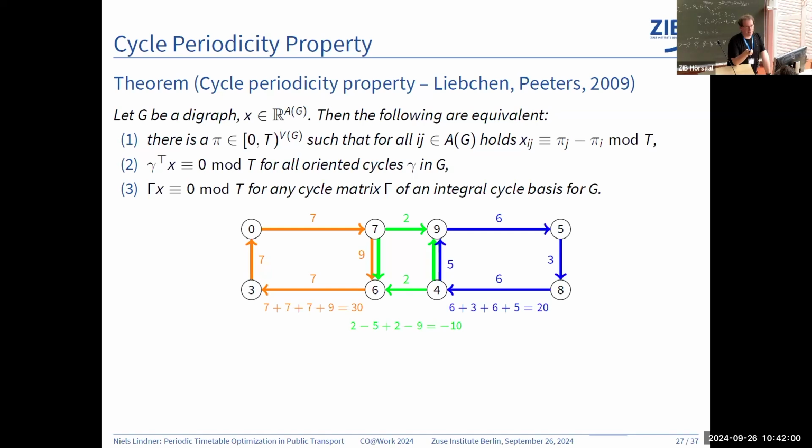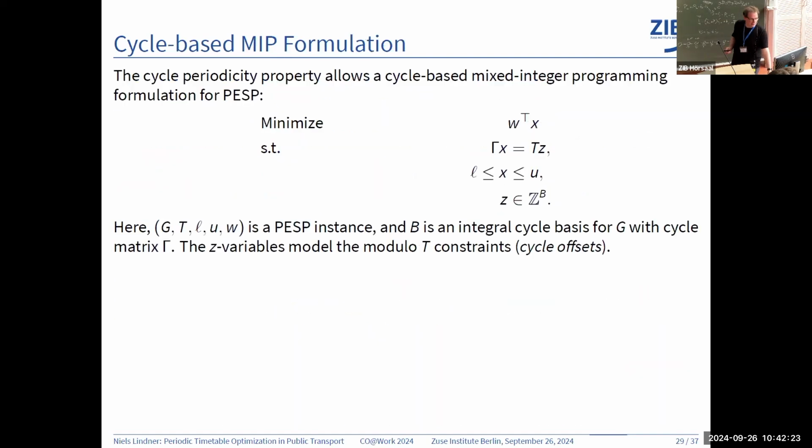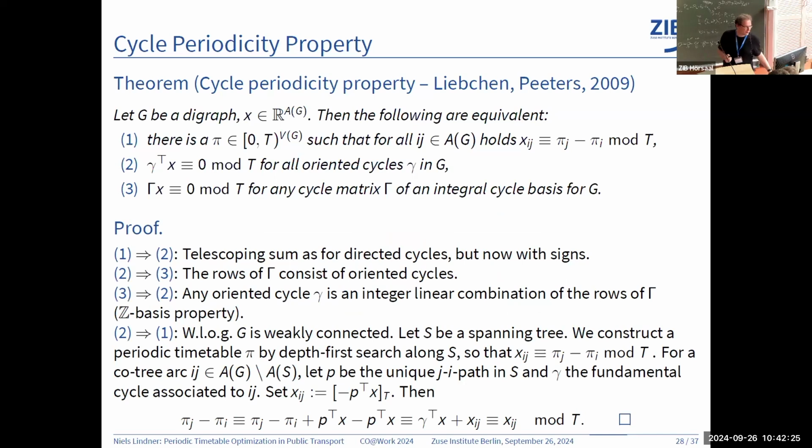that if you take the cycle matrix that I showed you, so you take a basis and write the oriented cycles as rows, then the same thing holds: the cycle matrix gamma times x is 0 modulo t. For this you need the notion of an integral cycle basis. There's an algebraic proof of this that relates to graph homology, if you've ever heard of that. There's also an easy proof, because going from 1 to 2 is the telescoping sum.